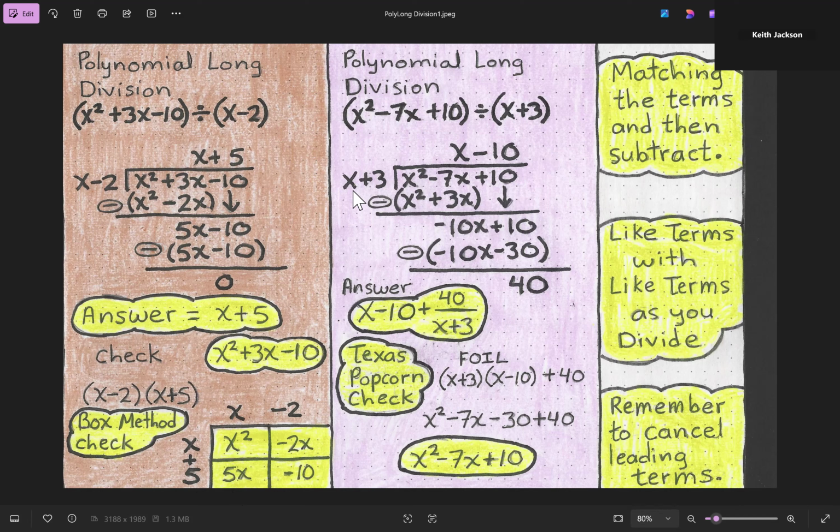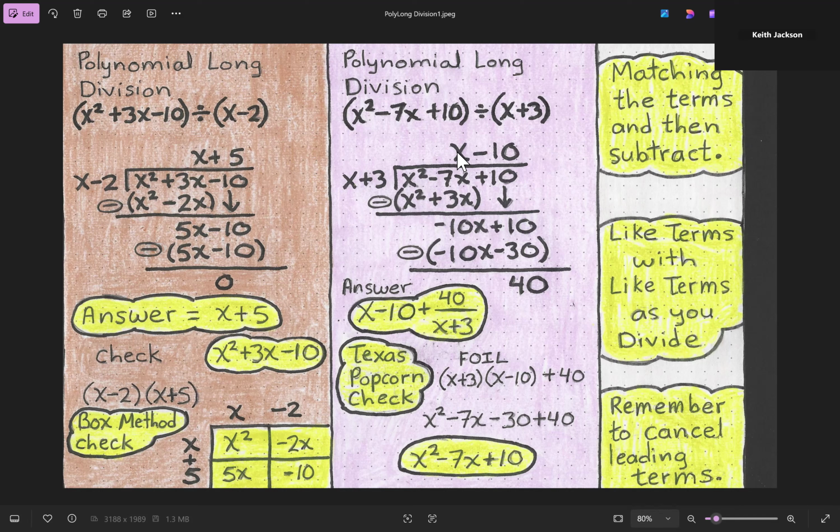And all we have to do is just worry about this x. And we want to figure, well, what number times x would give us this x squared? And that answer is x, keeping in mind that we're going to put this x above the 7x because these are like terms, believe it or not. And all we're going to do is just multiply this x times this x, and then we're going to multiply the same x times this 3.